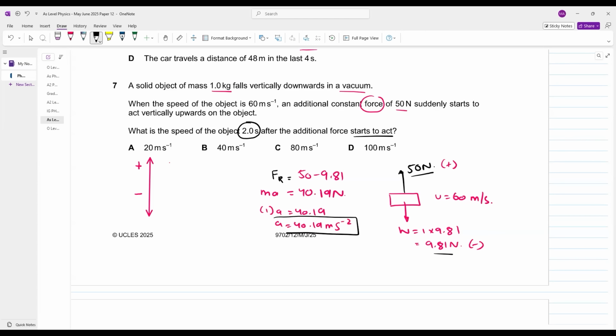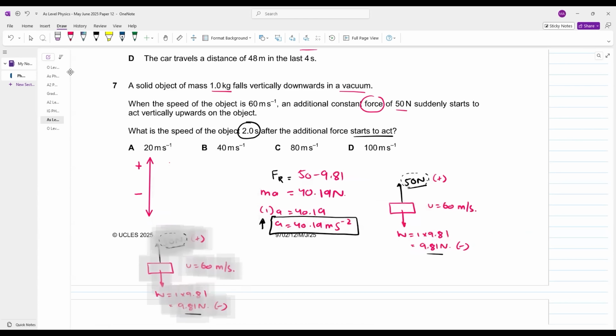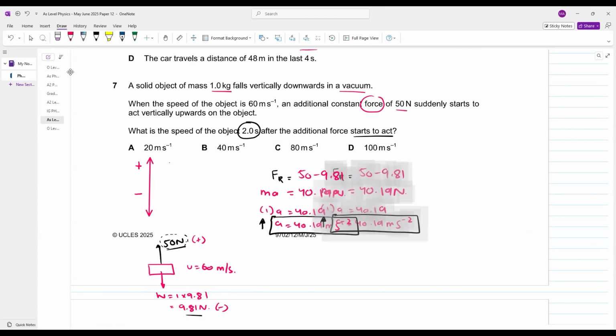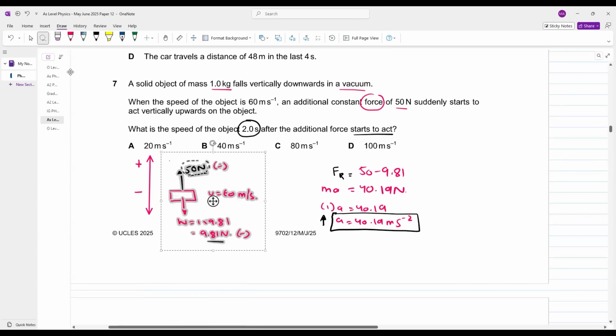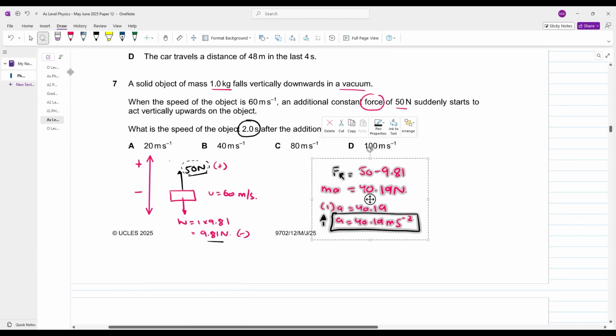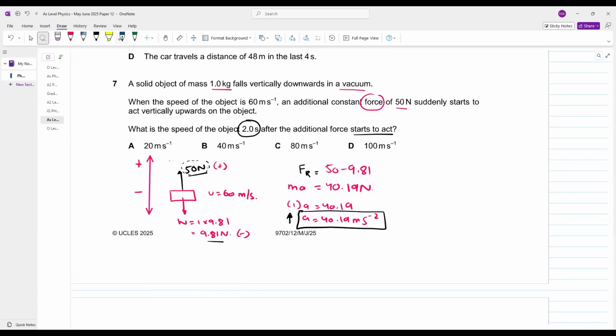This acceleration is acting upwards. Son, what is the direction of the acceleration? Upward. Why? Because the resultant force will act upward, because the larger force is in the upward direction. If your resultant force is acting in the upward direction, your acceleration will also be acting in the upward direction. Easy peasy. This is your acceleration.